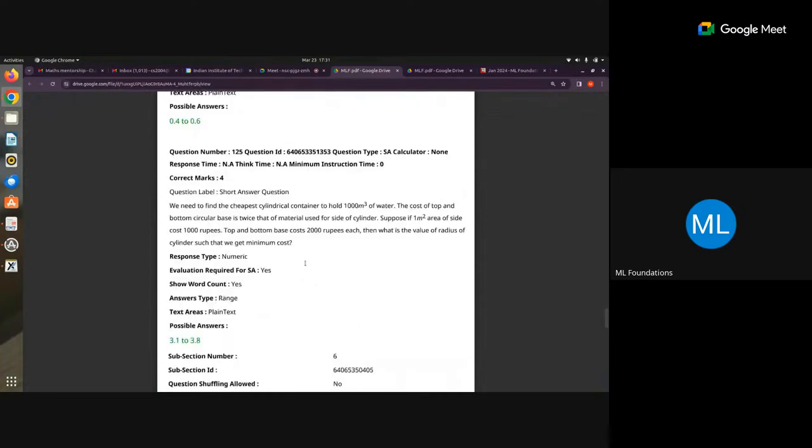125. We need to find the cheapest cylindrical container to hold 1000 meter cube of water. The cost of the top and bottom circular base is twice that of the material used for the side of the cylinder. Suppose 1 meter square area of the side costs 1000 rupees, then the top and bottom base cost 2000 rupees. What is the value of... So here what you have to do basically is formulate a function, the objective function, which will include the dimensions as well as the cost, right?